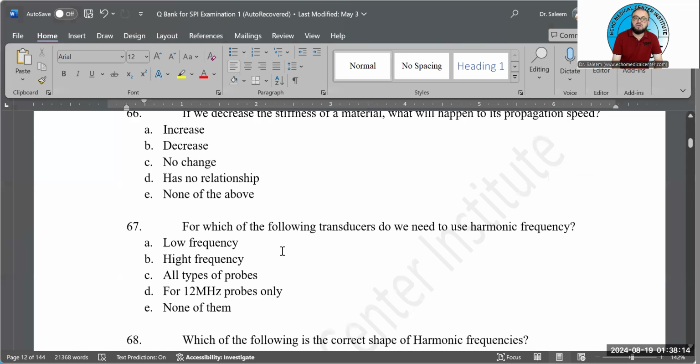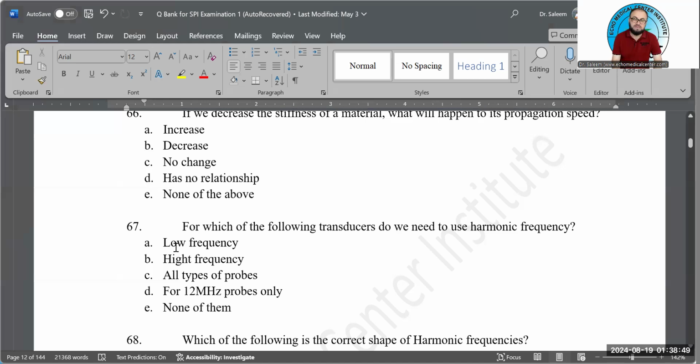Now, this question is asking, for which of the following transducers do we need to use harmonic frequencies? Low frequency transducers, high frequency transducers, all types of probes, any probe we can use the harmonic frequency for, or only for 12 megahertz probes, or none of the above. Which of these probes is it necessary to use the harmonic frequencies for? It's a simple question.